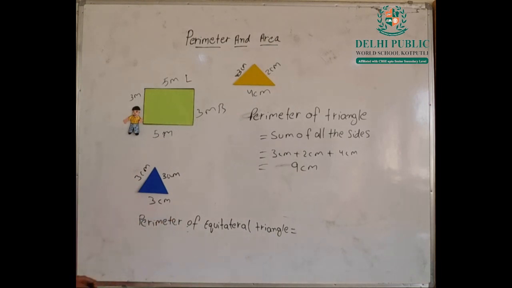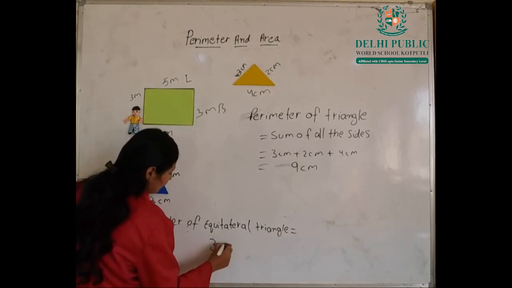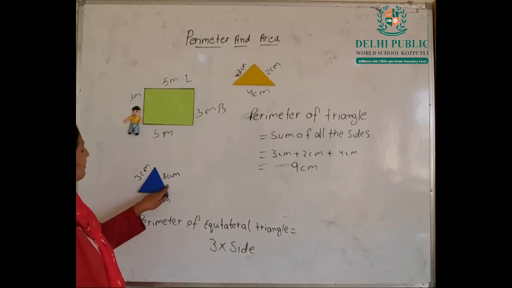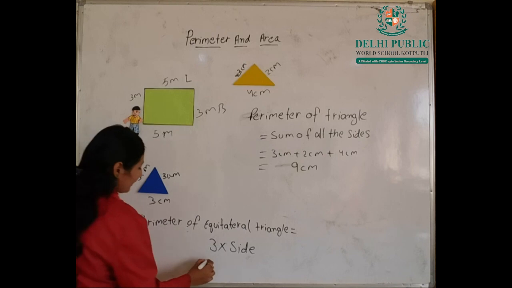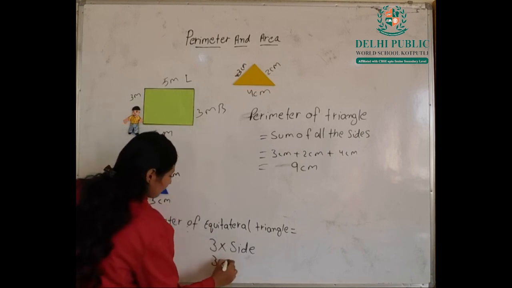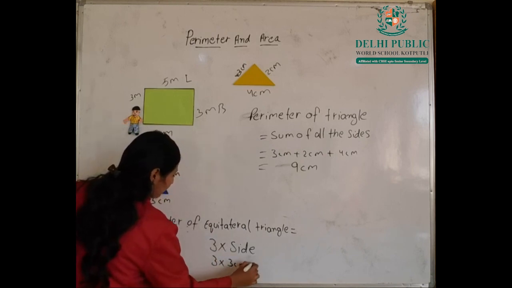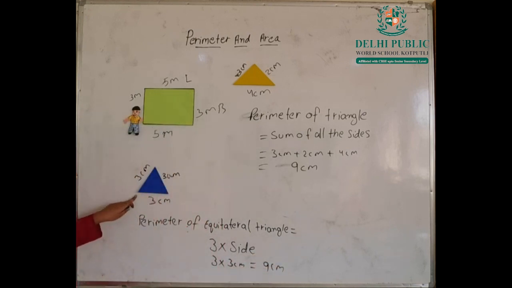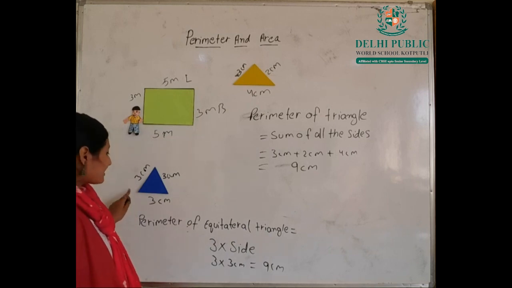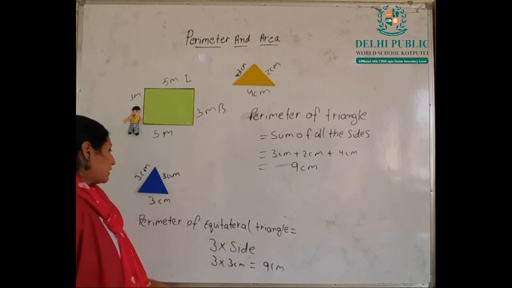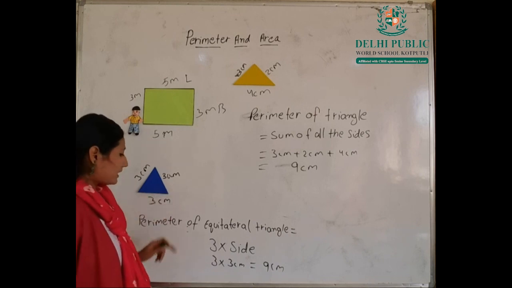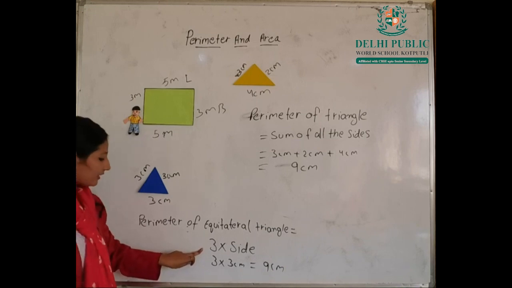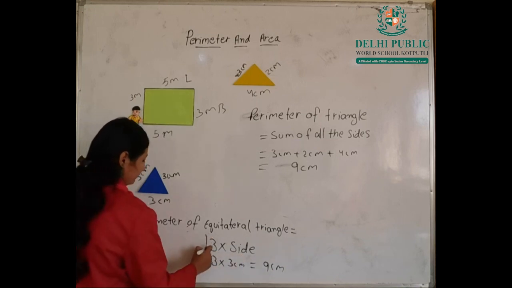The perimeter of an equilateral triangle is 3 multiplied by side, because there are three sides and each side is 3 cm. So what will we do? We will multiply 3 with 3 cm and we will get 9 cm. So the perimeter of this equilateral triangle will be 9 cm because each side is 3 cm. So the formula for the perimeter of an equilateral triangle is 3 multiplied by side.